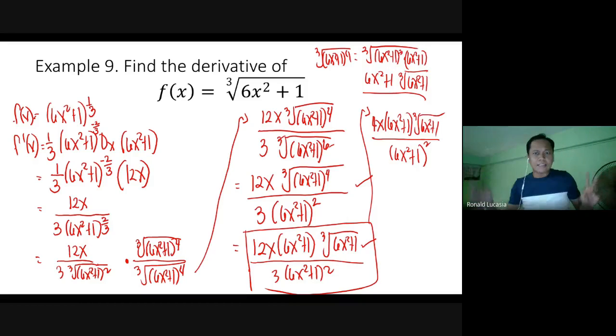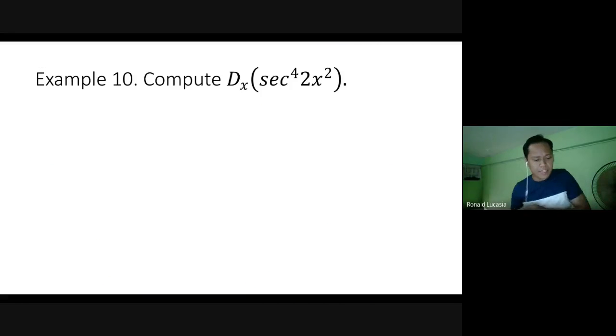Okay, let's have the last example. For the last example, you will be doing the chain rule twice. Dalawang beses ka mag-chain rule. Here.